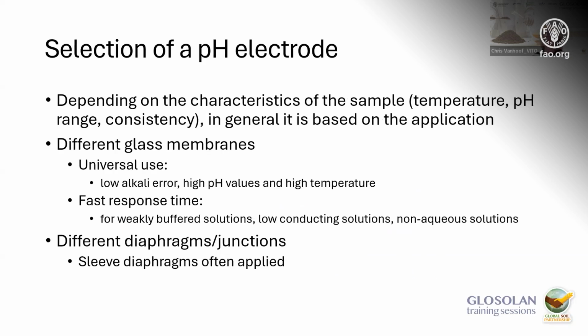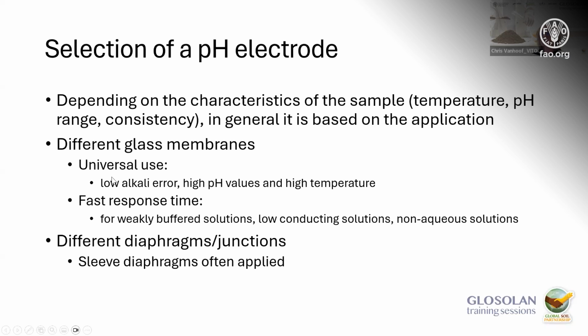How to select a pH electrode? Of course, the proper selection of a pH electrode, because you can have different setups, depends on the characteristics of your sample: the temperature, the pH range, the consistency, whether you have to measure supernatants where there are soil particles inside. So it's the application for which you want to use the pH electrode that defines which electrode you're going to need. Because I have described already that you have different diaphragms and junctions. There are also different glass membranes, the more circular one, the more cylindrical one, the flat ones. And also these are defined depending on the application.